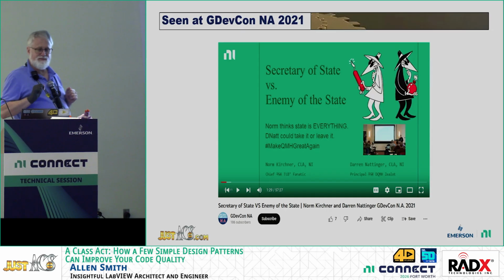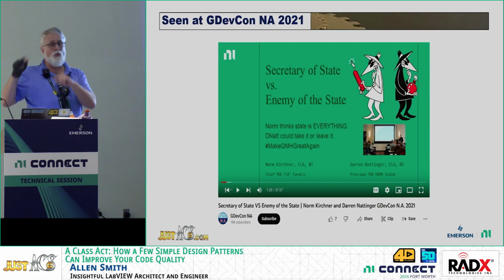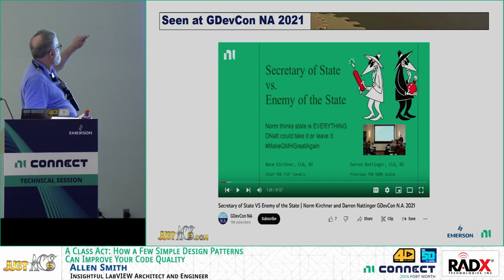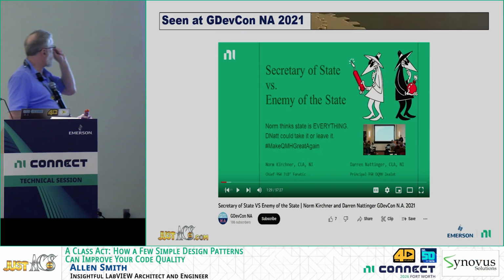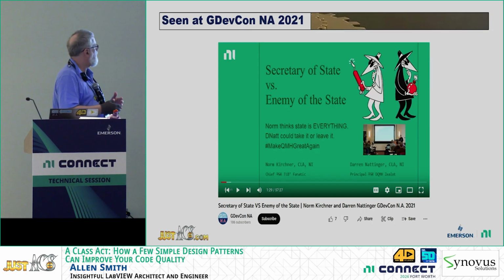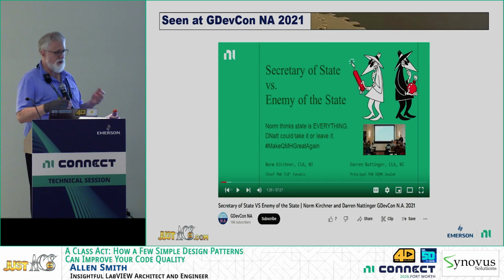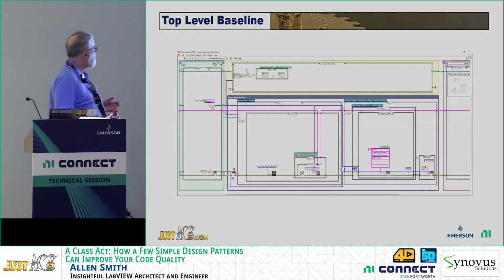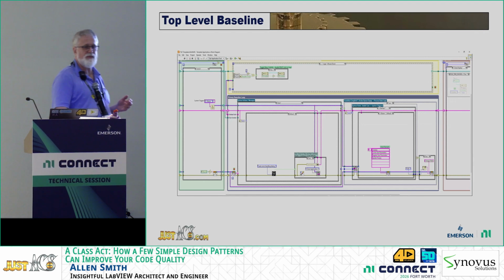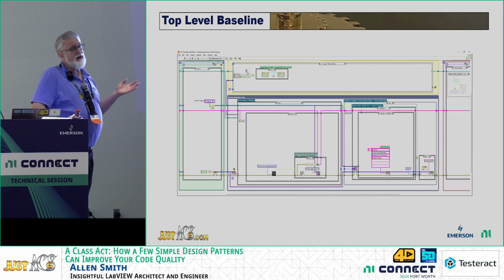I talk about GDevCon in this presentation a lot, apparently. So at GDevCon North America 2021, the first one, there was a presentation, and it was kind of a showdown between Norm Kirscher and Darren Nattinger. Norm, like me, loves behavioral state. Darren solves the problem in a different way. They had a little showdown, so you can figure out what worked for you. Norm's solution to state is a queue-driven message handler that looks like this. He calls it top-level baseline. You guys might have seen it, might not. I don't know how much traction it gets these days, but he was still talking about it in '21. And it manages state, and it does it effectively.